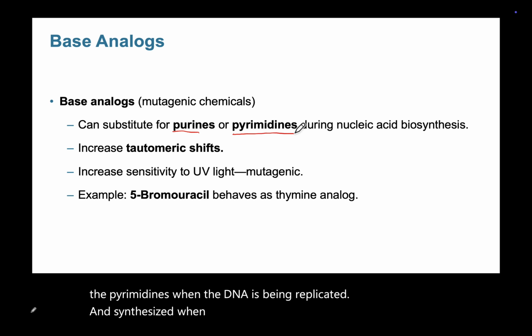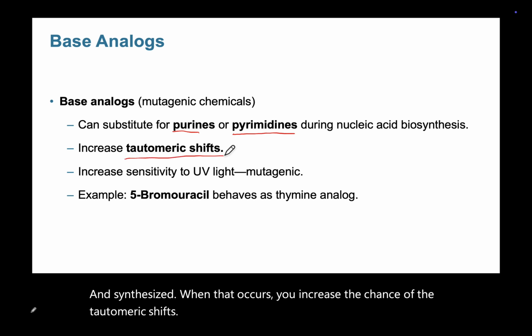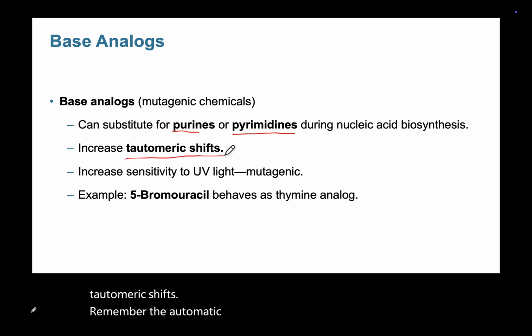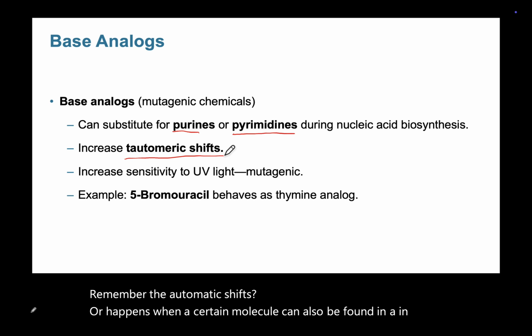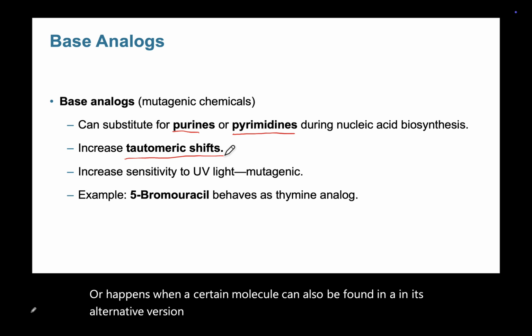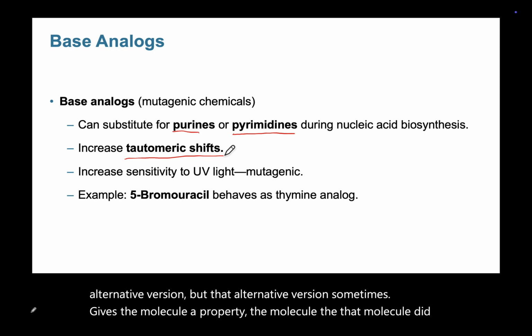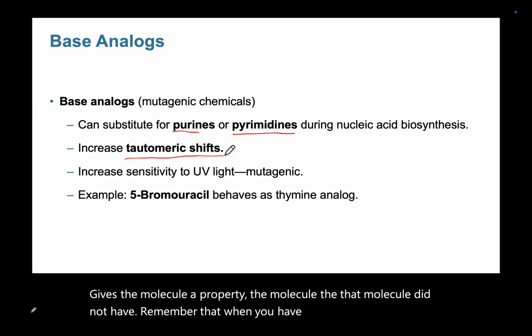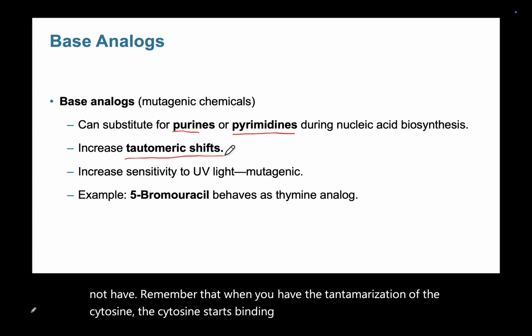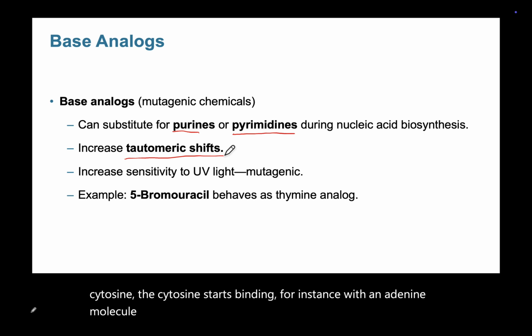When that occurs, you increase the chance of the tautomeric shifts. Remember, tautomeric shifts happen when a certain molecule can also be found in its alternative version. But that alternative version sometimes gives the molecule a property that molecule did not have. Remember that when you have the tautomerization of the cytosine, it starts binding, for instance, with an adenine molecule. Okay?